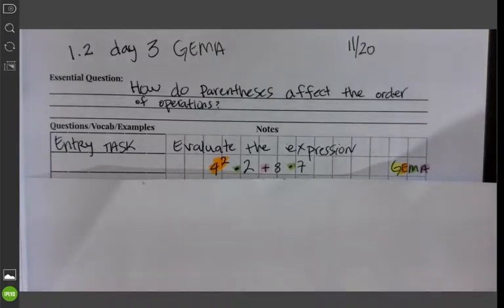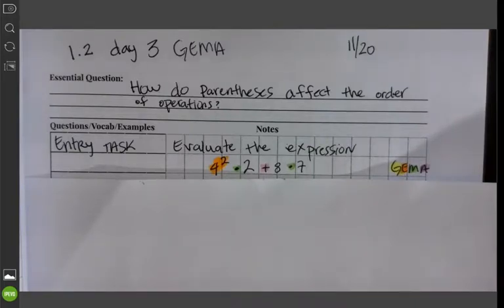The essential question: how do parentheses affect the order of operations? We have an entry task, 4 squared times 2 plus 8 times 7. As always, before you watch these videos, please make sure you copy the notes ahead of time so that you can just follow along on the video. If you haven't already, go ahead and push pause and go copy the notes.